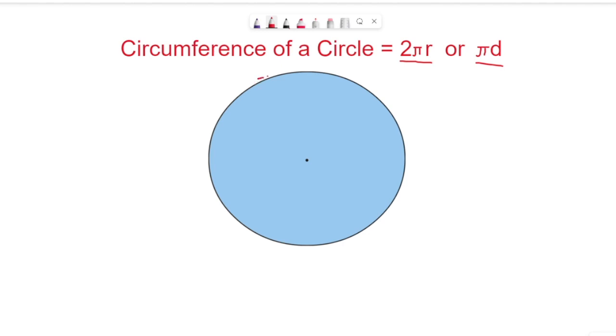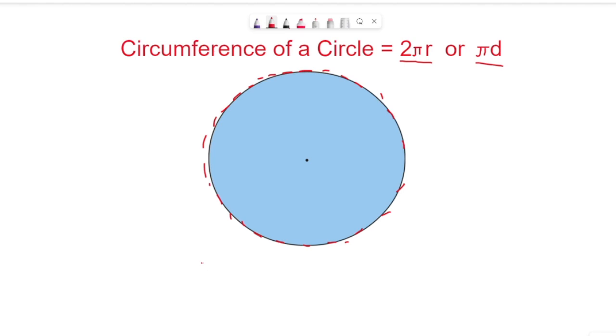Okay, let's continue. So circumference is the length or the distance around. The other name for circumference is perimeter, which we use when we have shapes with straight lines. So whenever you have shapes with straight lines, we call the distance around a shape its perimeter, but in a circle we call it circumference because there is no straight line.